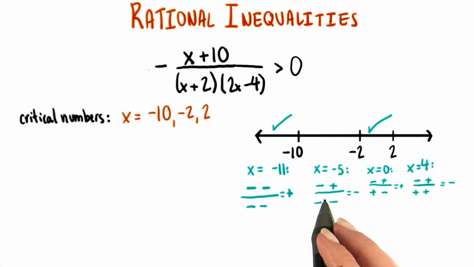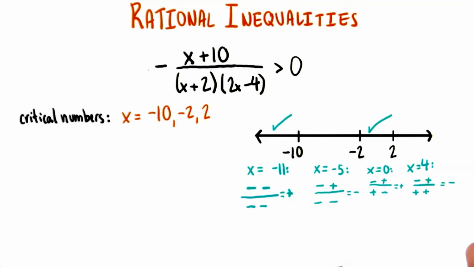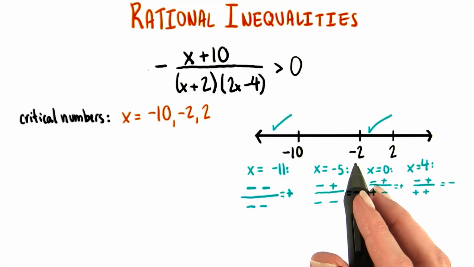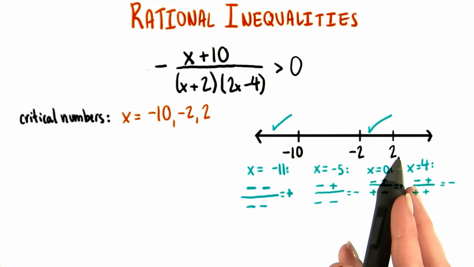In going through the same sorts of steps for the next 3, it turns out that only this region, the first one we found, and the area between negative 2 and 2 yield positive solutions. Let's check the 3 critical values this way also.